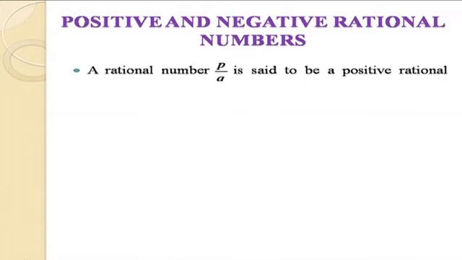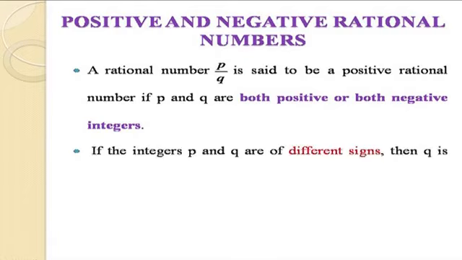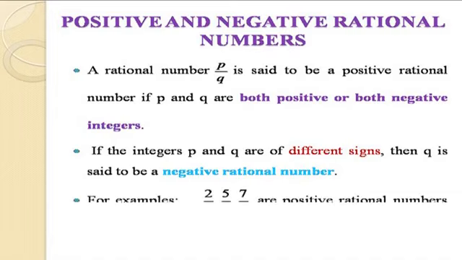A rational number p by q is said to be a positive rational number if p and q are both positive or both negative integers. If the integers p and q are of different signs, then p by q is said to be a negative rational number. For examples, 2 by 3, 5 by 6 and 7 by 9 are positive rational numbers. Here in 2 by 3, the numerator and denominator are both positive. In the case of 5 by 6 also, numerator and denominator are positive numbers.